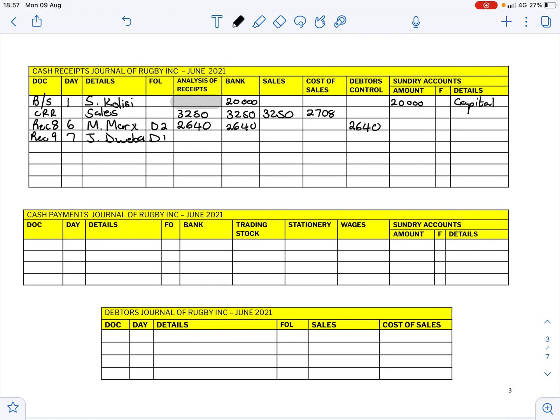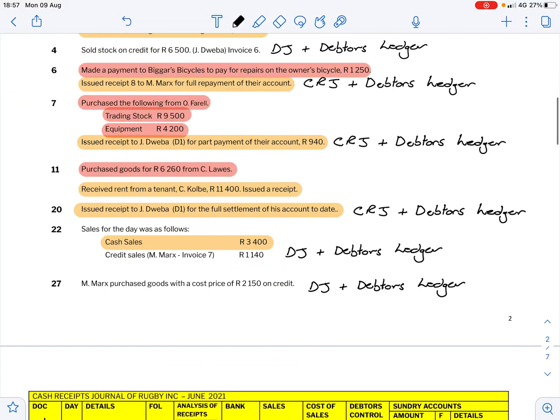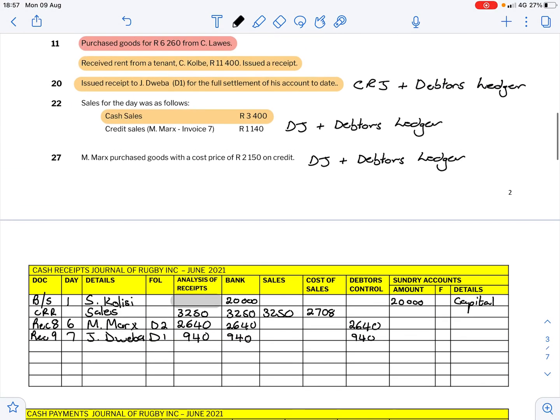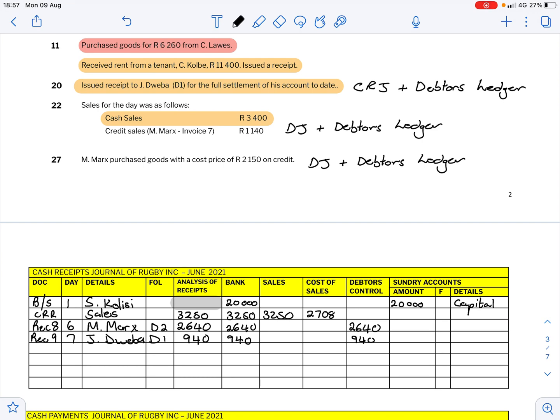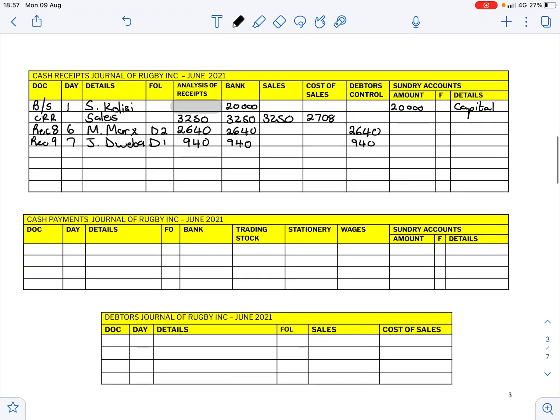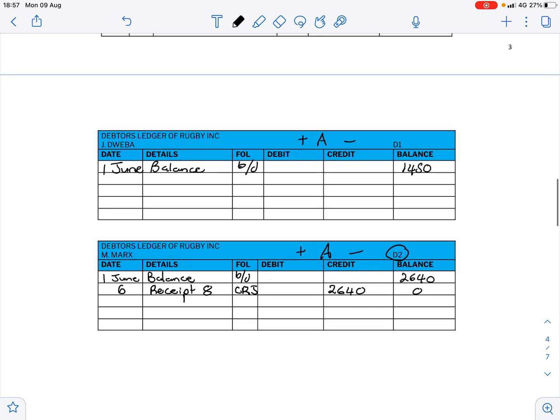Okay, they tell us he's debtor 1 and he's paying 940 Rand. So we hit the analysis column, the bank column, and a repayment goes under the debtors control column. Right, if we go up and have a look, the next CRJ transaction is on the 11th, where we receive rent from a tenant, C. Colby, of 11,400 Rand. So on the 11th, and before we do that, sorry, I'm forgetting to do J.